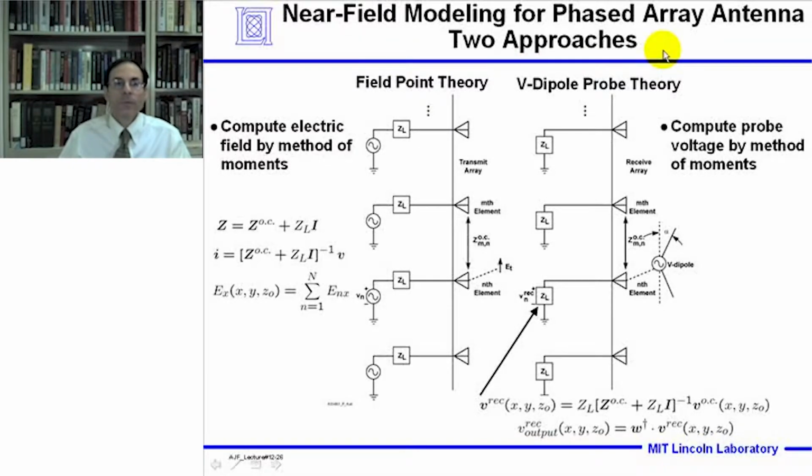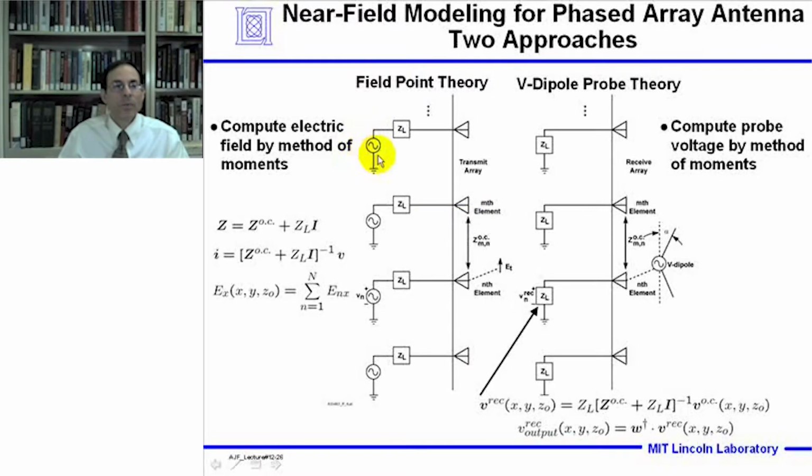So in modeling the near field of a phased array, we use two approaches in this lecture. We use something that I refer to as the field point theory and the V-Dipole Probe theory. Now the field point theory simply calculates the tangential electric field at a point in front of the antenna under test. And so that can be readily done for any type of radiating element. In the case shown in this lecture, we use monopoles, but they could be dipoles, microstrip patches, waveguides, or other types of radiating elements.